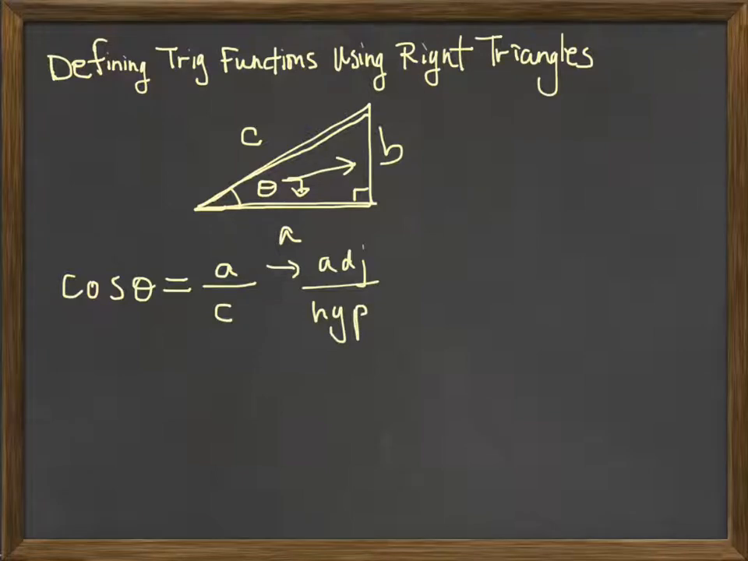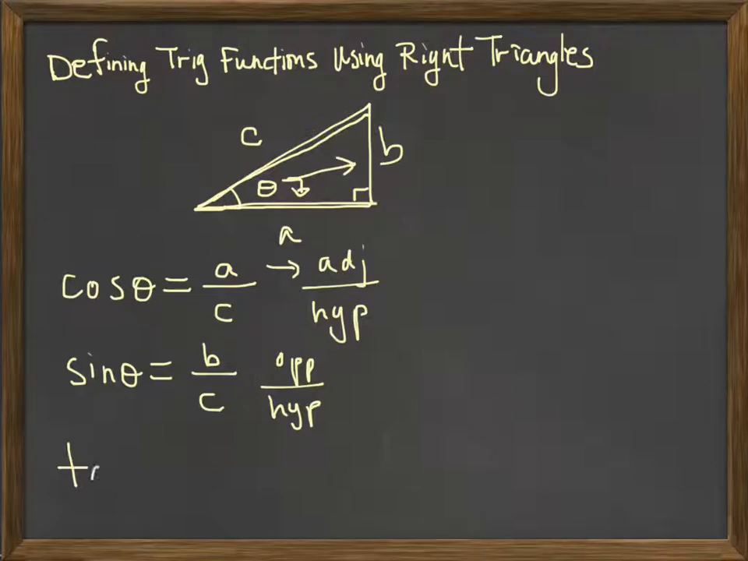All right. The next one we're going to define is the sine of theta. And this is equal to the opposite side, so B, over the hypotenuse C. So it is the opposite over hypotenuse. And the third one is going to be the tangent of theta, and it's equal to B over A, or opposite over adjacent. So when I say opposite, I mean the side opposite of the angle theta.